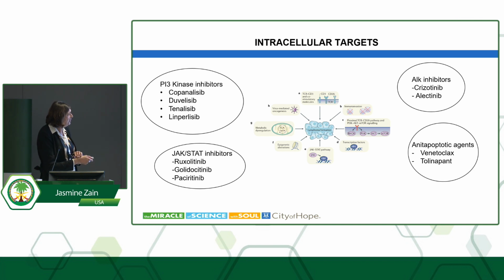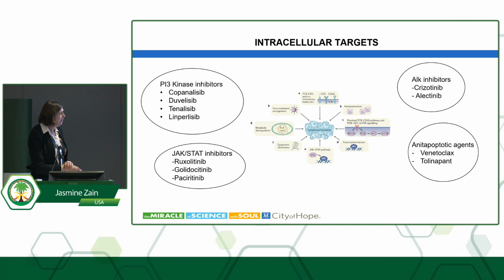But looking at some of the other pathways, PI3 kinase inhibitors, there is data with almost all of them, but I think the ones that are starting to pan out are with duvelisib and linperlisib, which I'll show you in a minute. Then there's the JAK-STAT inhibitors, and then I've talked a little bit about tolinapant. I did a study, or tried to do a study with venetoclax.